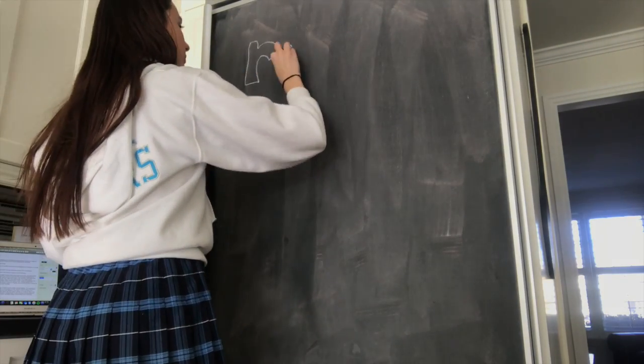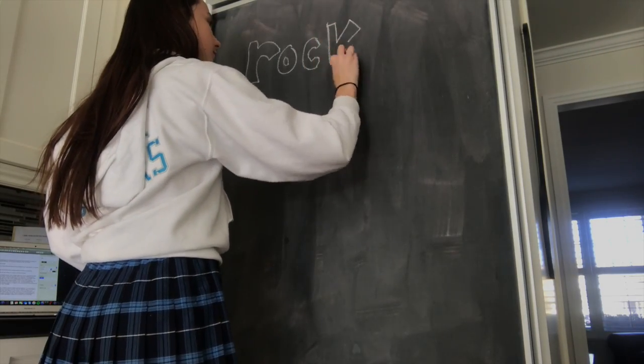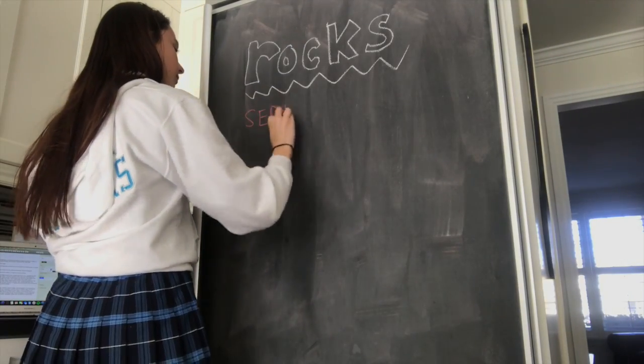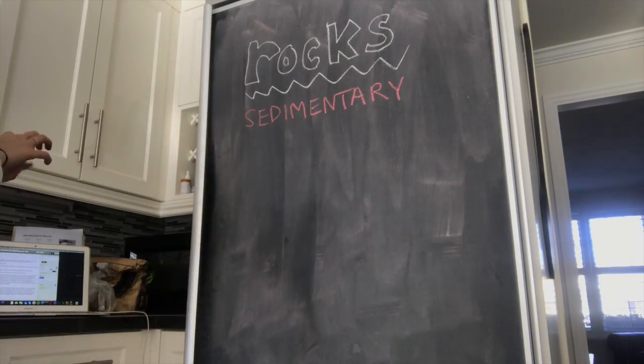The process of mountain building is a complicated process that lasts hundreds of millions of years. To understand mountain building, we must first understand the rock cycle. Let's start off with the types of rocks.